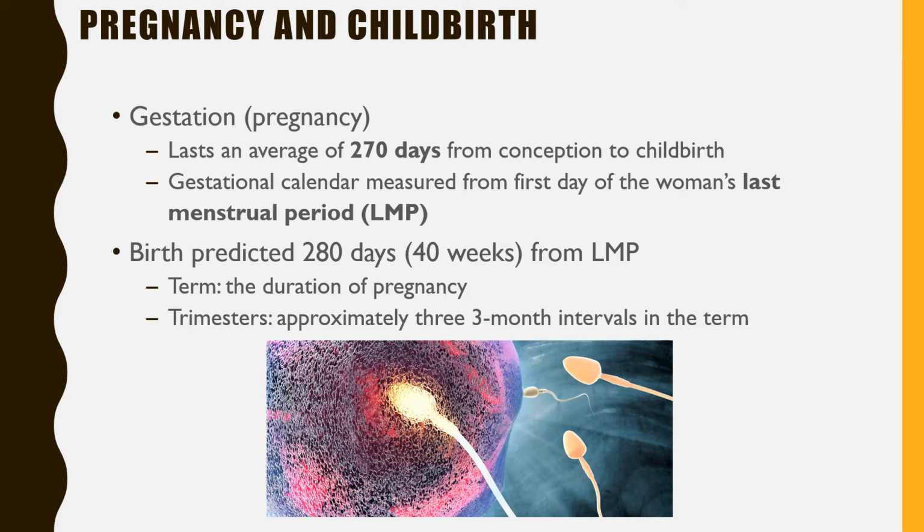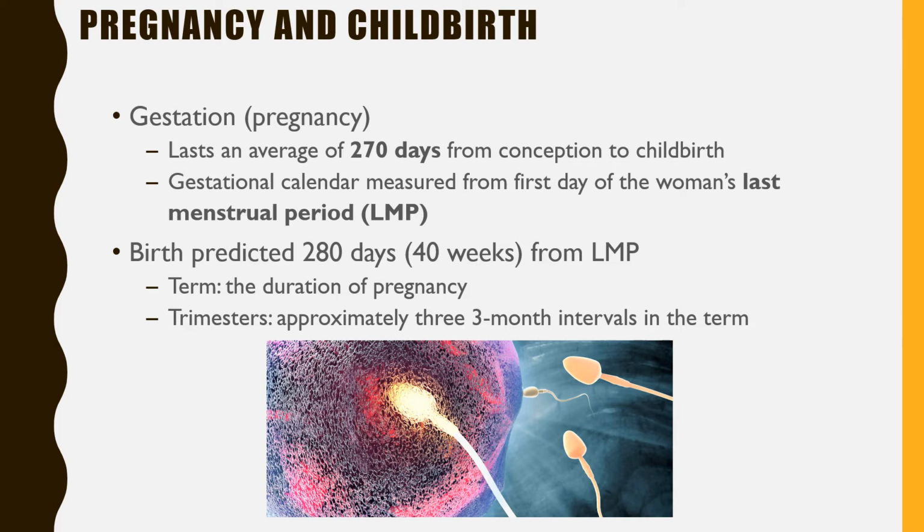Usually when they measure it, they have what they call a gestational calendar, which is measured from the first day of the woman's last menstrual period. The birth is typically predicted from that to be about 280 days, which comes out to about 40 weeks. There's a range, anywhere between 38 to 40 weeks. Oftentimes I'll speak about maybe 39 weeks, but about 280 days is typical. That's the predicted.